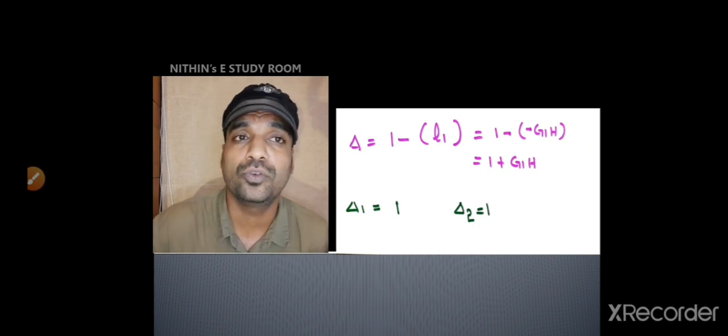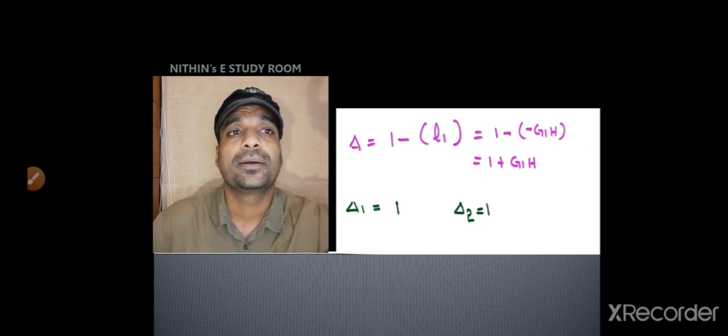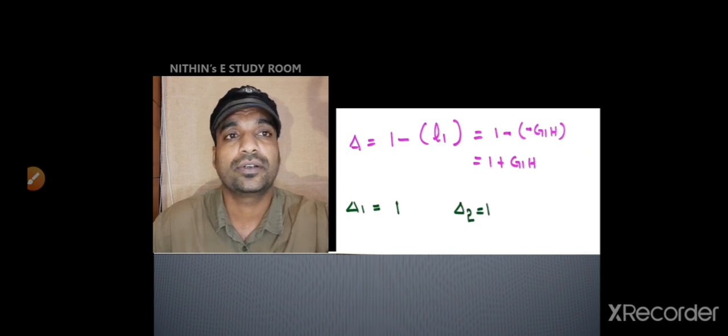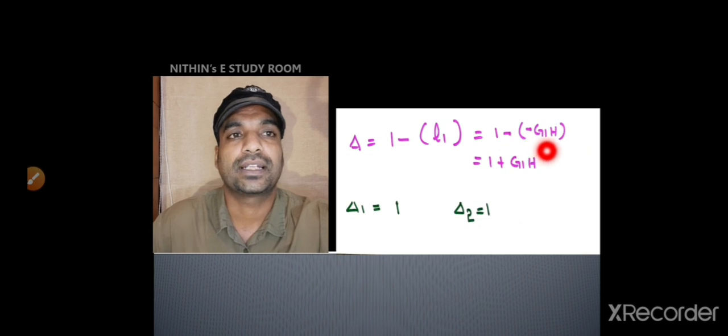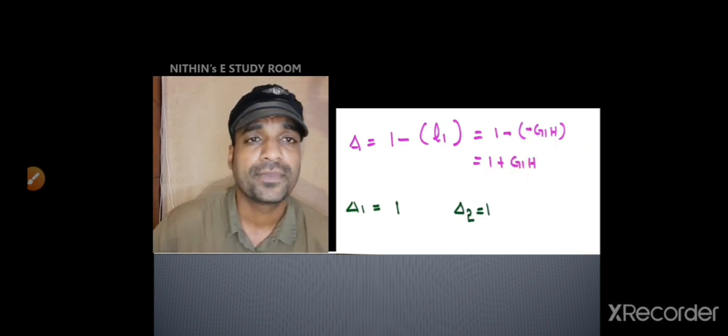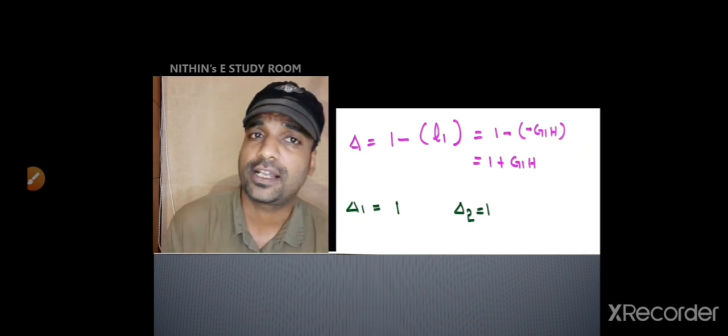There is only one loop and its loop gain is minus G1H. So we substitute here 1 minus minus G1H. That will become 1 plus G1H. That is the delta. Now it is time for going to delta 1 and delta 2.